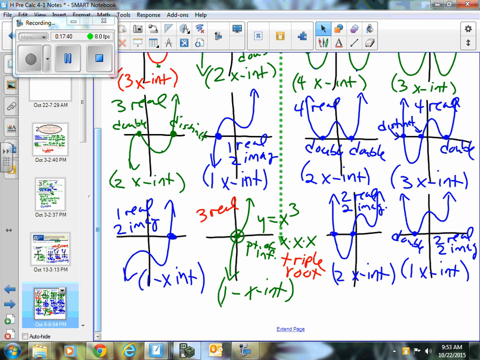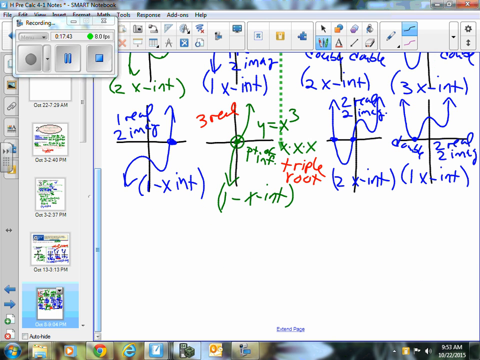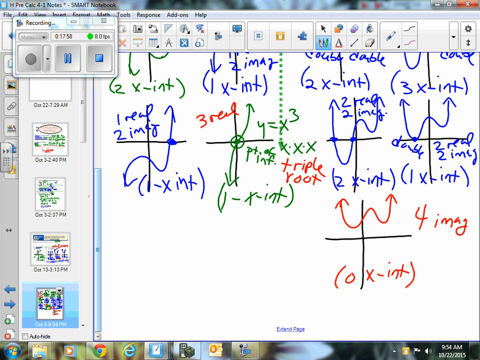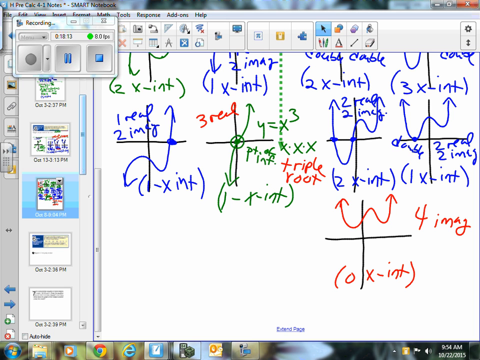All right, so question for you. Is it possible to have a degree 4 that doesn't have any real solutions at all? Well, think about taking any of those w's and moving it up. No x-intercepts at all. That would be 4 imaginary solutions then. So we have kind of the extremes. You can have 4 real, you can have 4 imaginary, or you can have 2 of each. So there's really a lot going on there when we talk about the different types of graphs that you can have.